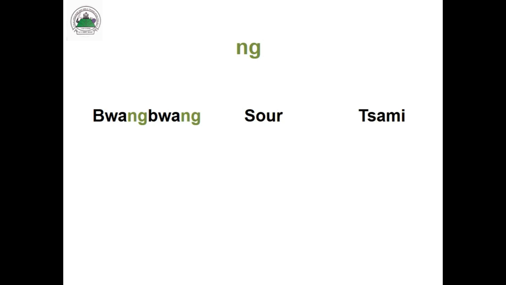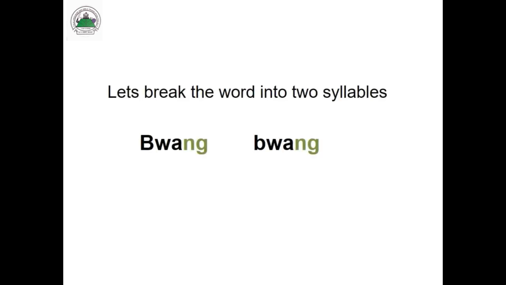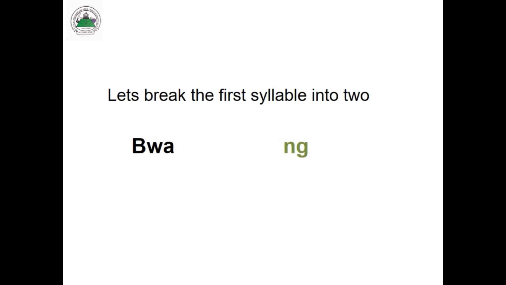Now let's break the word into two syllables. This bang bang we are breaking into two syllables as bang and bang. So we'll take this first bang to also break it. Let's break this first syllable into two. The bang, we are breaking it into ba, then the consonant ng. So this is the consonant and it is pronounced ng.